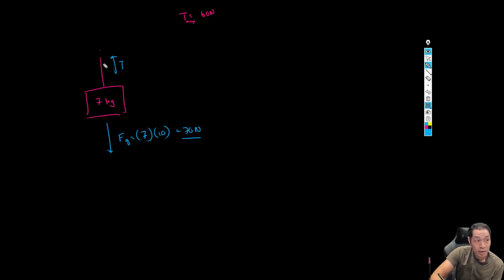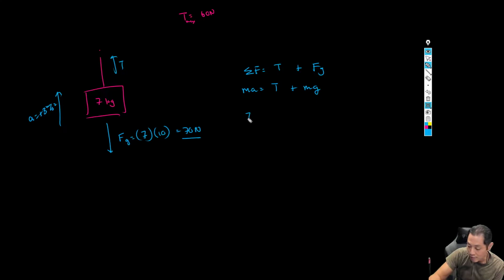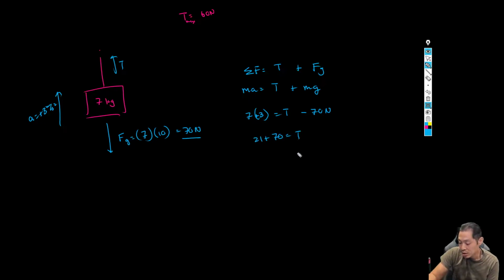Now, let's say tension wasn't 60 and you wanted to find T. How would you do it? The acceleration was positive 3 meters per second squared. So you set up sum of all forces is equal to tension plus force of gravity. Ma equals T plus mg. Plug everything in. M is 7, A is 3, positive, equals T minus 70 newtons. So if I move 70 over, 3 times 7 is 21. So 21 plus 70 equals tension. Tension's equal to 91 newtons.